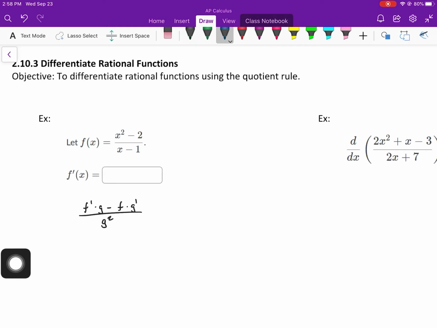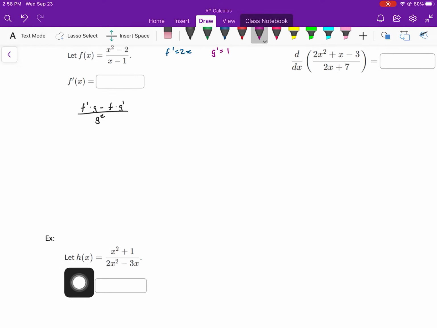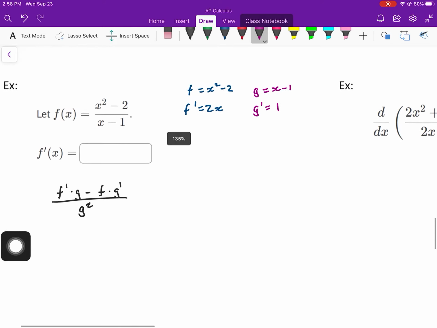So what is f? F is x squared minus 2. So f prime is 2x. And what is g? G is x minus 1, so g prime is 1. And I know this first example is simple. This example is a little more difficult, so I'll be going over both, don't worry.